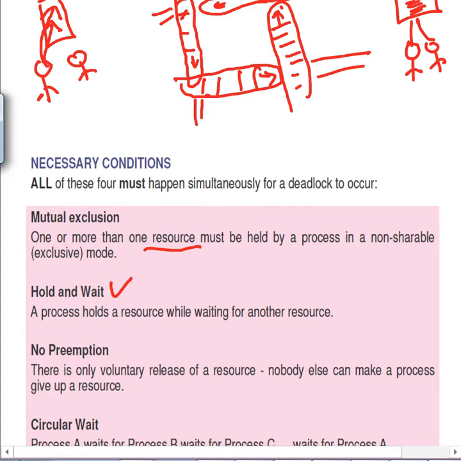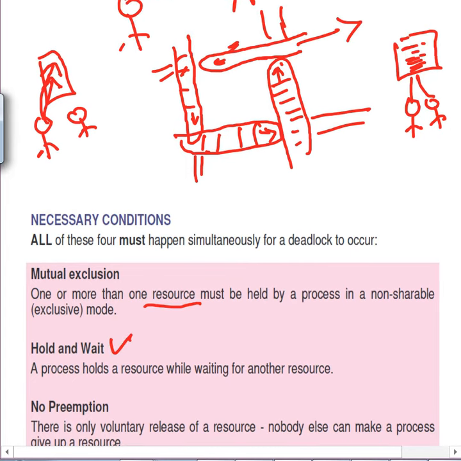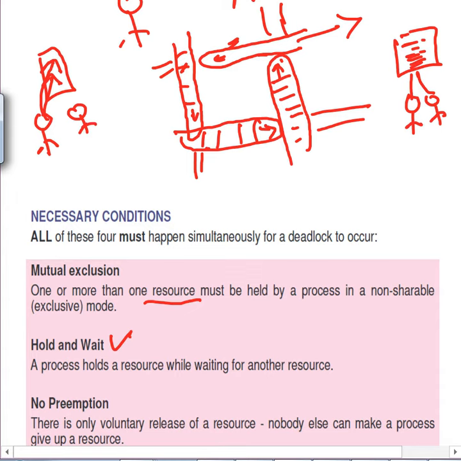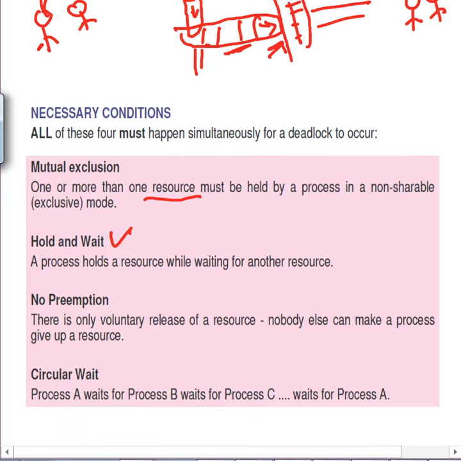Now hold and wait should also be there. That means you are holding this track and asking for another track. This train is holding this track and is asking for the track occupied by that train. So hold and wait should be there, right? All of these conditions need to be there.